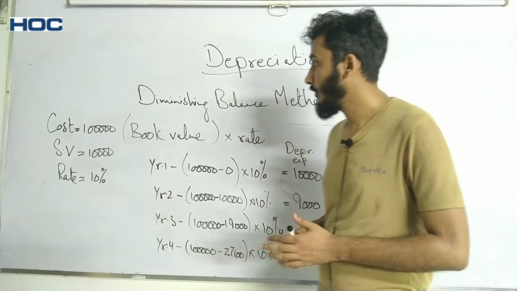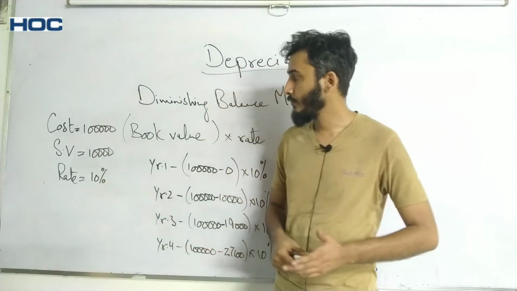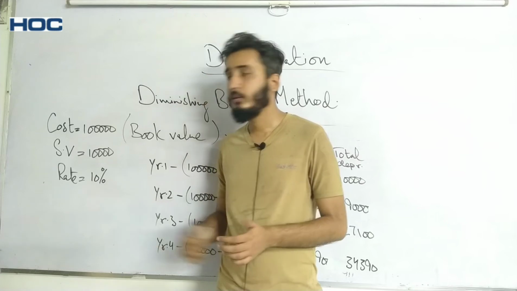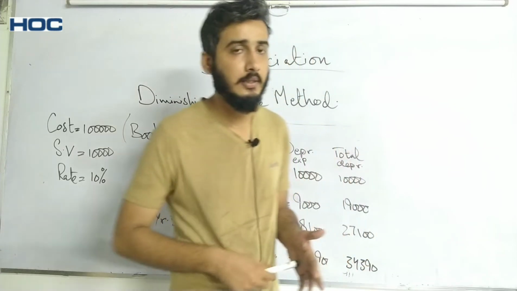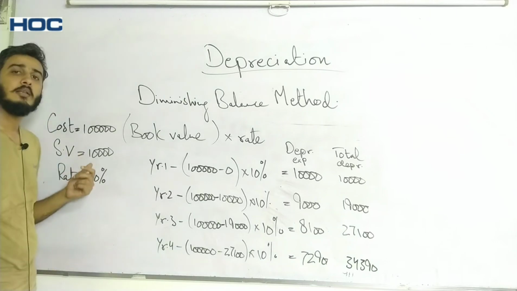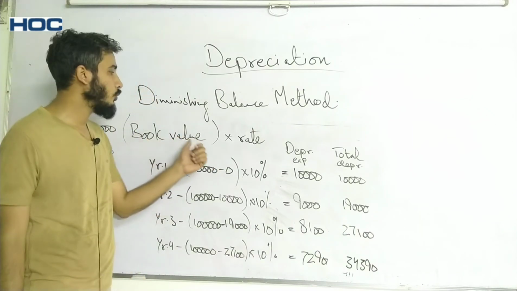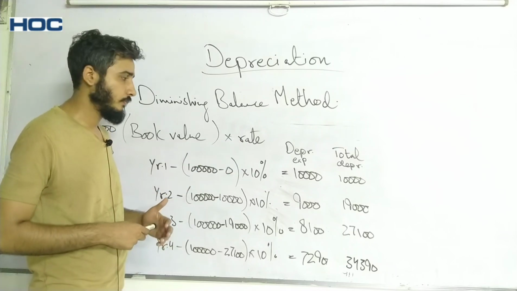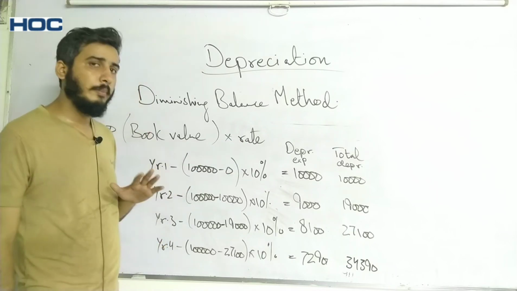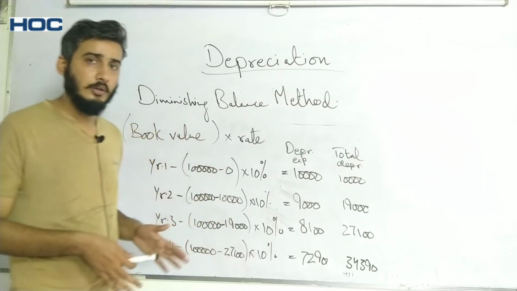Okay, so here we have a question. Cost 1 lakh, salvage value or scrap value 10,000, and the rate of depreciation is 10%. So here we don't have to do anything with salvage value. We have the formula book value multiplied by rate. So let us see. Do remember one thing, that depreciation is calculated at the end of the year.